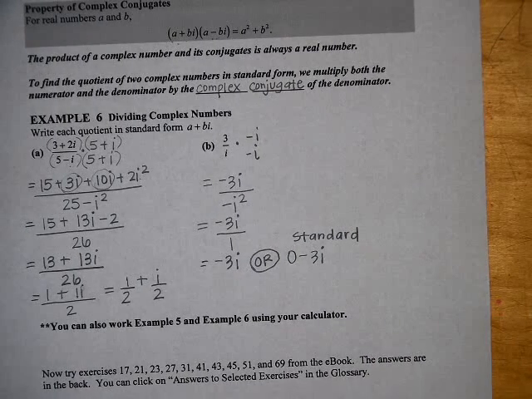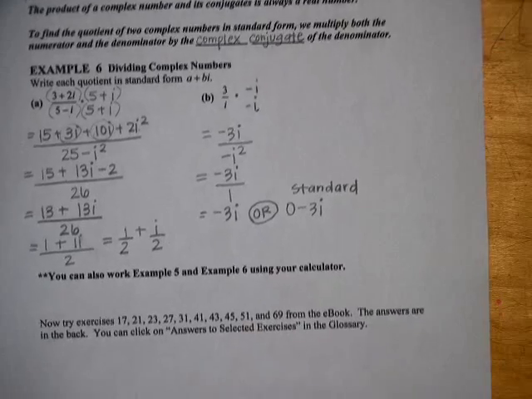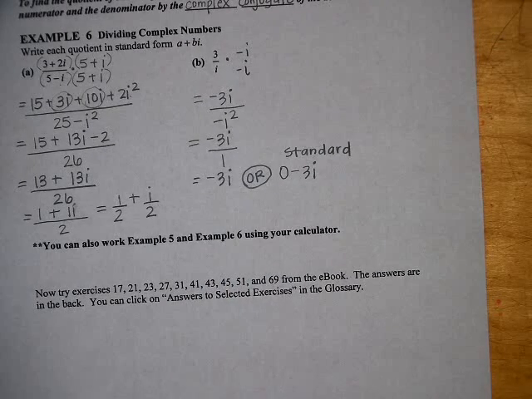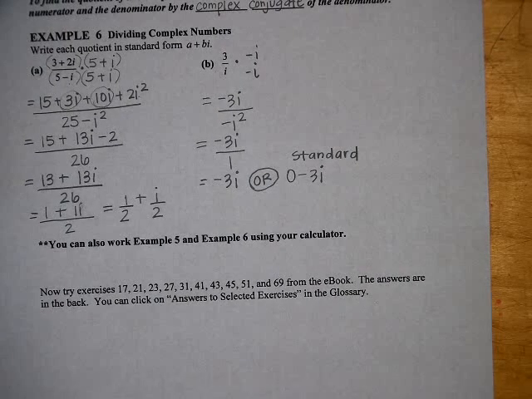Alright, now this does conclude the section on complex numbers. However, I do want to point out that we have a note down here that says you can also work example 5 and example 6 in your calculator. So I'm going to show you how to do one of each of those in your calculator. And then that will conclude this section, and then you can try your exercises 17, 21, 23, 27, 31, 41, 43, 45, 51, and 69 from your ebook as additional practice before you begin your homework exercises in MyLabs Plus.